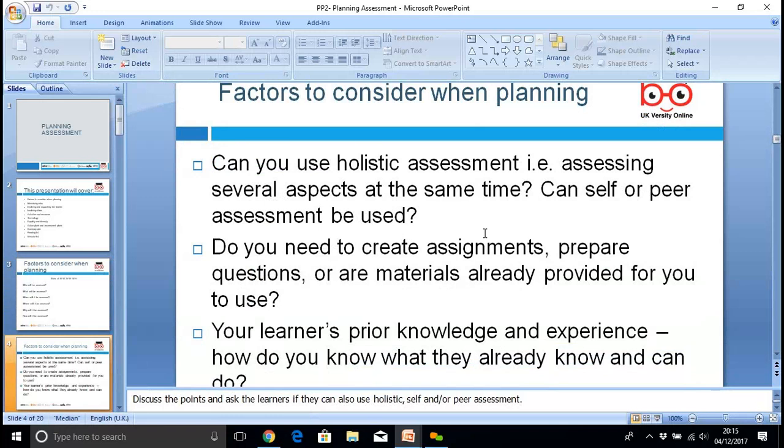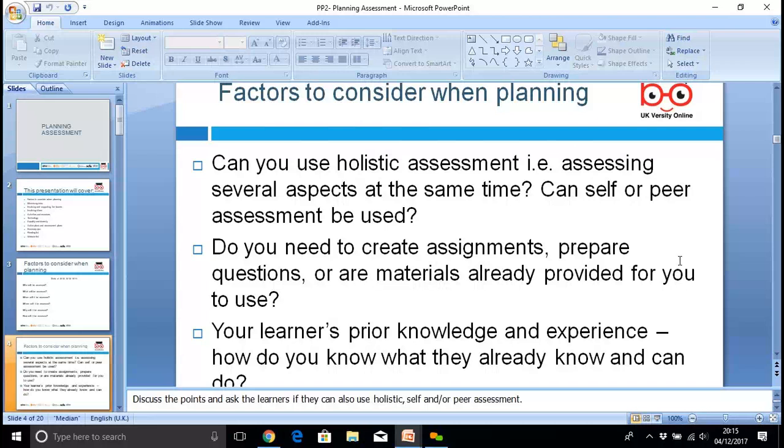Right, it mentions holistic assessment. This is assessing several parts at the same time. Can self or peer assessment be used? To a certain extent, that is true, because certainly in my experience of NVQ type assessment, it's no good assessing any of the learners until they know they're ready, until they tell you as the assessor, I'm ready to be assessed on that now, and you'll make the arrangements to do the assessment.